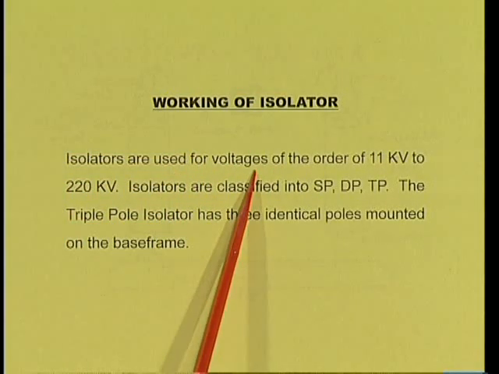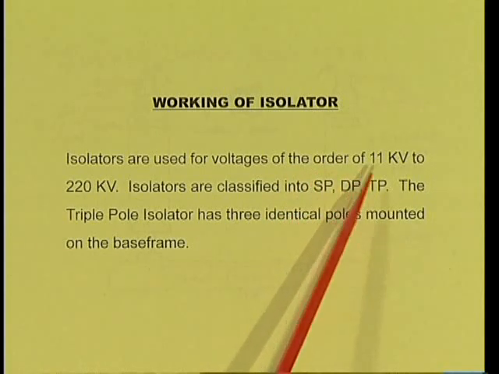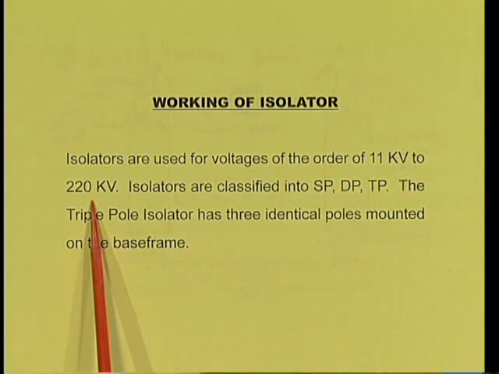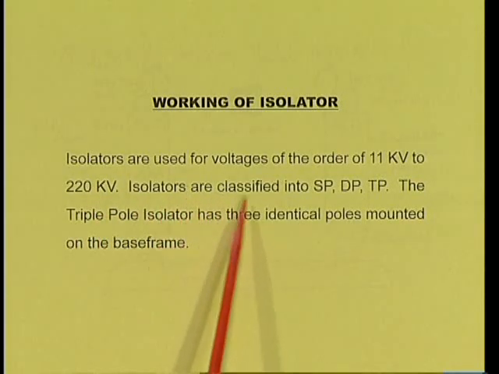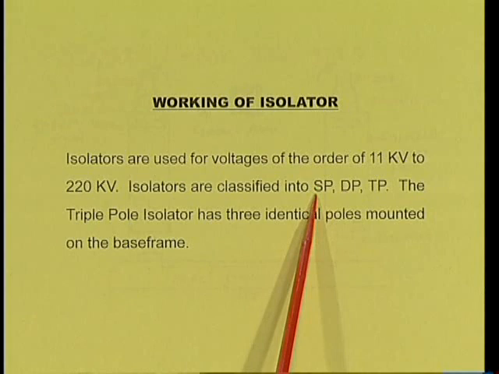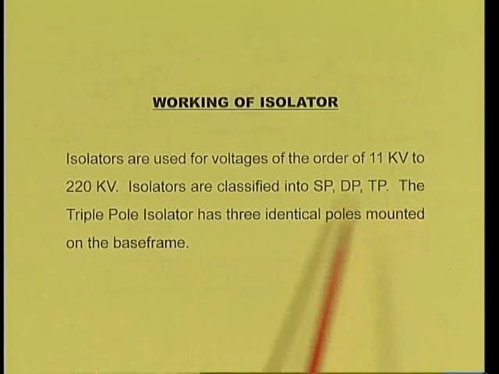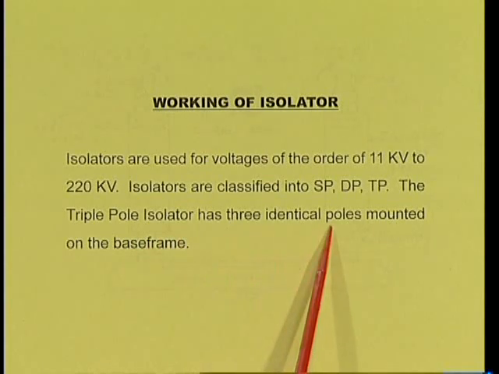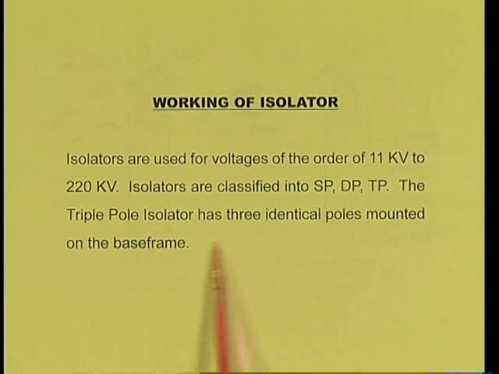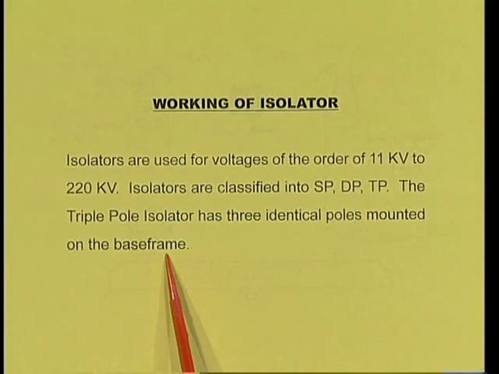Now let us see a brief discussion about the working of an isolator. So isolators are used for voltages of the order of 11 kV to 220 kV. Isolators are classified into single pole, double pole, and triple pole. The triple pole isolator has three identical poles mounted on the base frame. Let us see more with the figure.